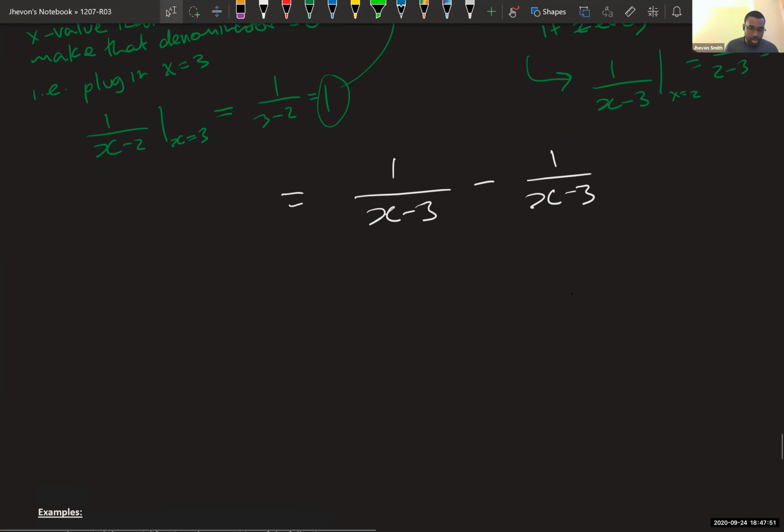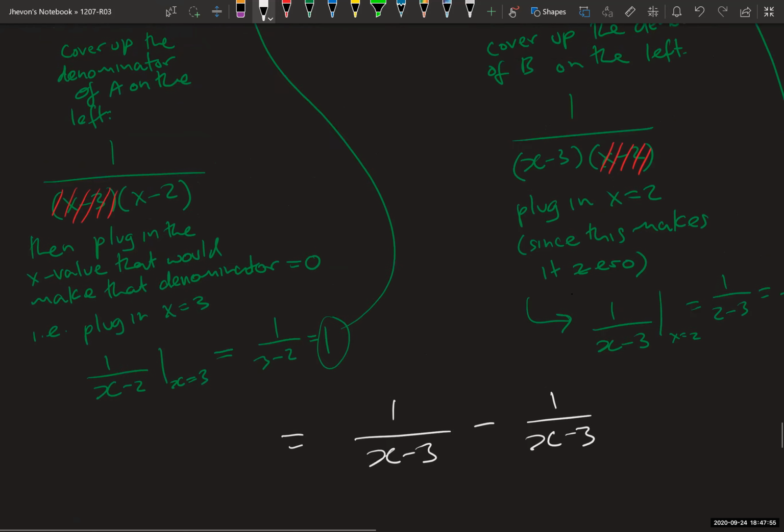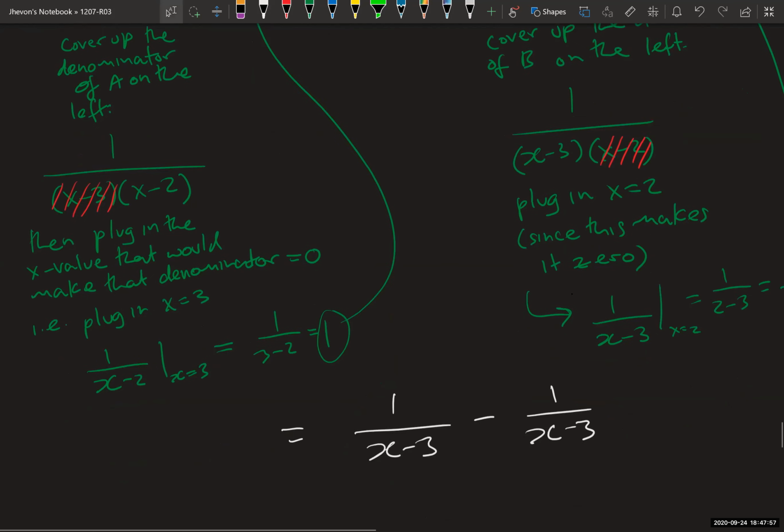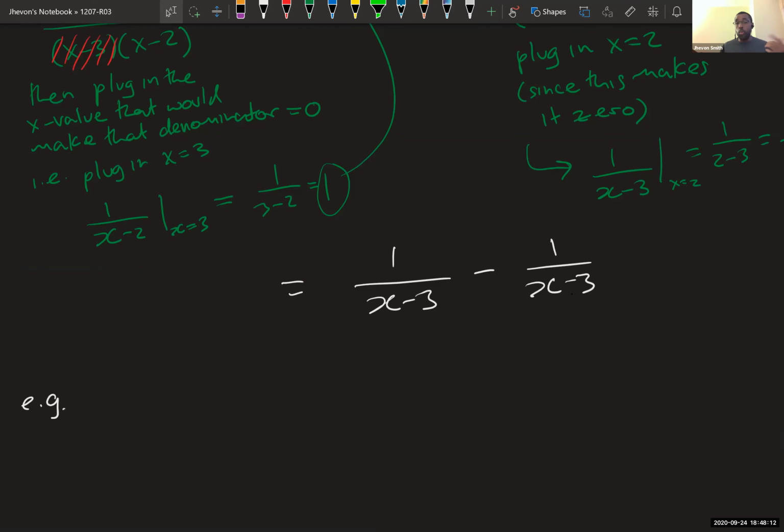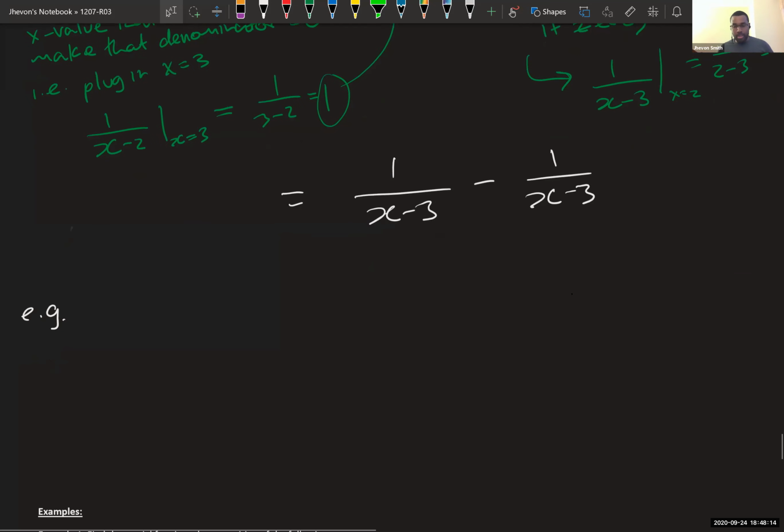So for example, here's another example, a very quick one. I have a question really quickly. Yes. So when you say plug in the x value that would make the denominator 0, you're talking about the part that you covered up. The part that you covered up. Okay. Yeah. That's why you have to cover it up. You're shunning away from division by 0. Next time I'll explain to you why this actually works. But for now, that's the method.